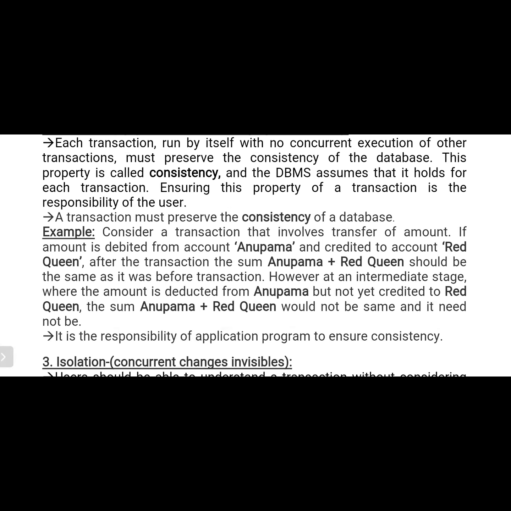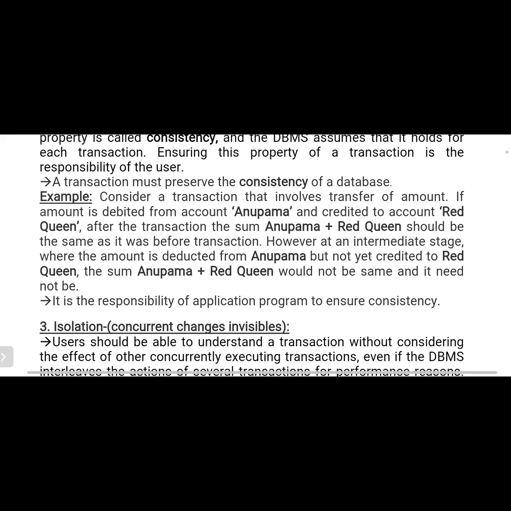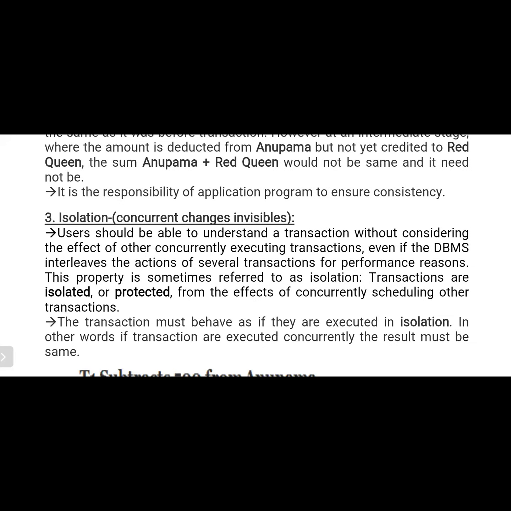In the last class also we discussed the same example. Maybe Anupama has 50,000 and Red Queen has 20,000. Now Anupama sends 5,000 to Red Queen. Then Anupama's balance is 45,000, and when the amount is credited to Red Queen, her amount is 25,000. If you sum the present balances and the previous balances, those are equal. If those are not equal, then it is not maintaining the consistency. It is an inconsistency, which means error values are allowed into the database. So try to check whether transactions maintain the consistency or not.